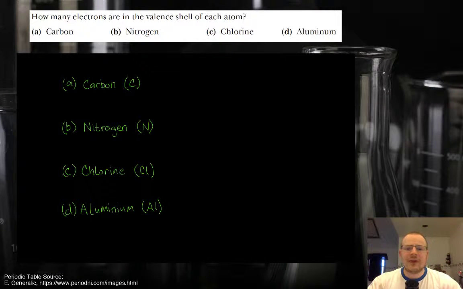Now we're going to finish our conversation about the electronic structure of atoms by answering the question, how many electrons are in the valence shell of each atom? Carbon, nitrogen, chlorine, and aluminum, or aluminium, depending on how you want to say it. So we'll begin with carbon, and we'll go over to our periodic table.